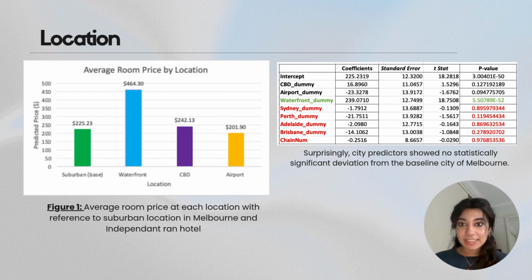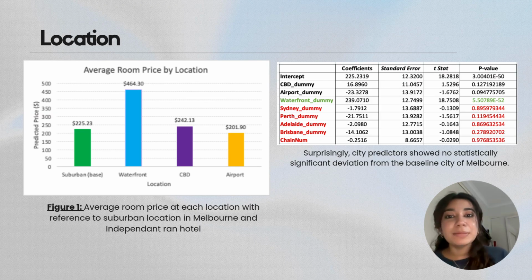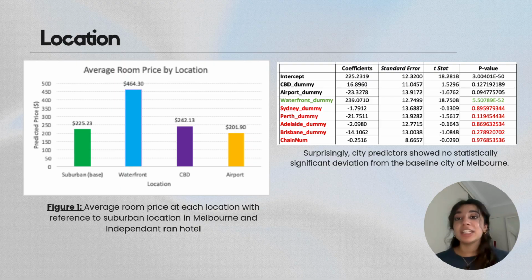The most interesting finding is the influence of the waterfront location on average room price. As you can see from the bar chart, hotels on the waterfront are able to charge an extra $239 premium over our base case of suburban hotels. This amount is also significantly higher than all of the other micro-locations within our capital cities, showing that this micro-location plays a key role in determining average hotel room price. Logically, this does make sense, as waterfront hotels are likely to be perceived as a greater luxury in Australia, where most capital cities are located near the coast anyways.